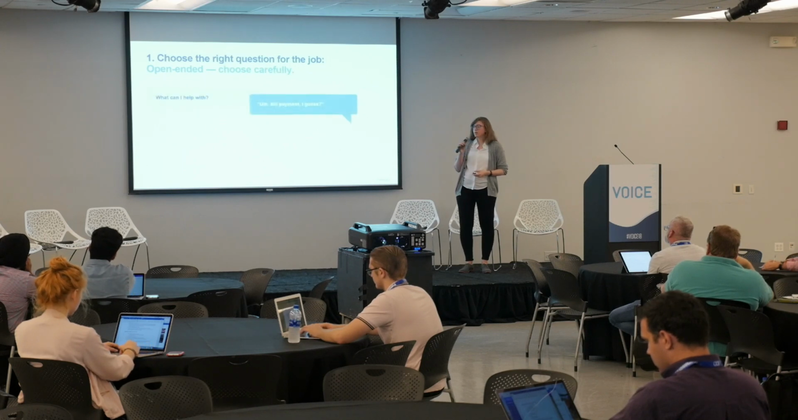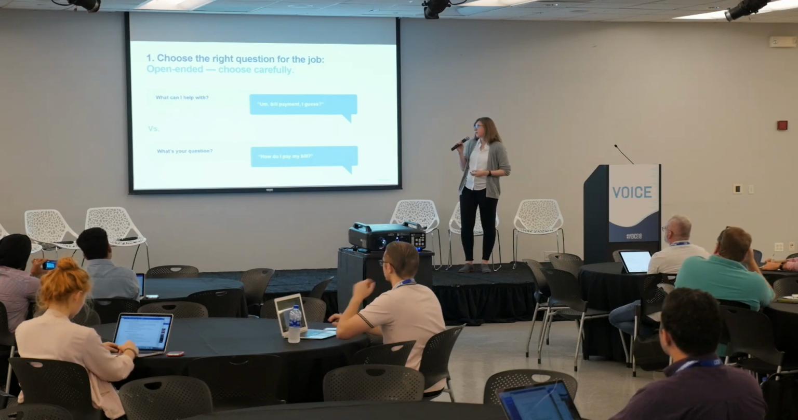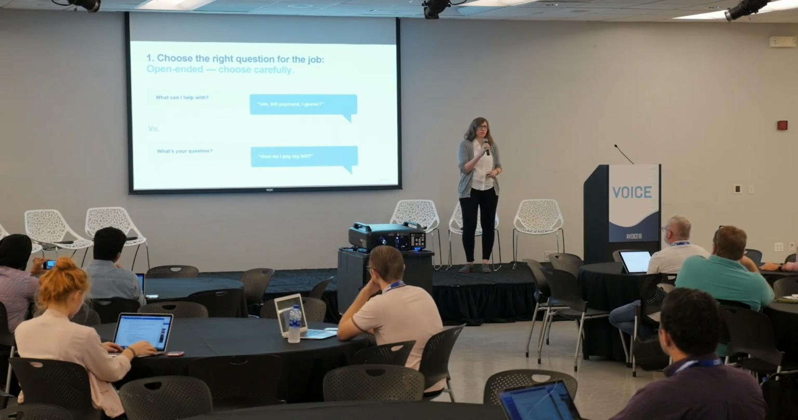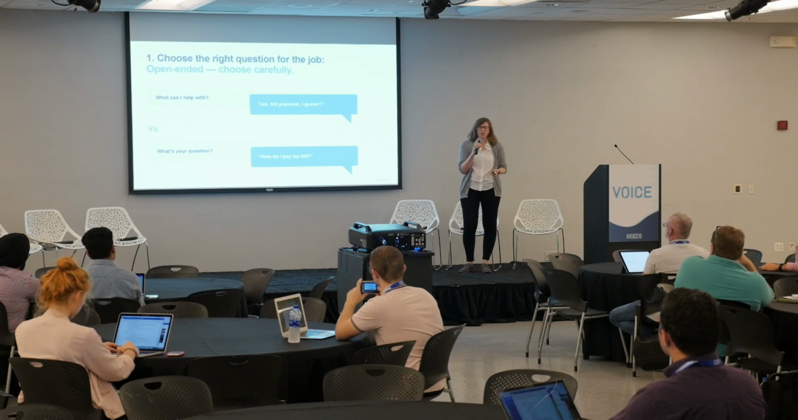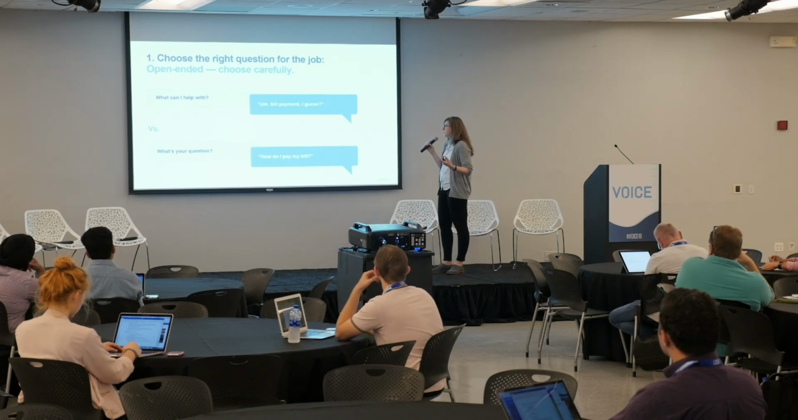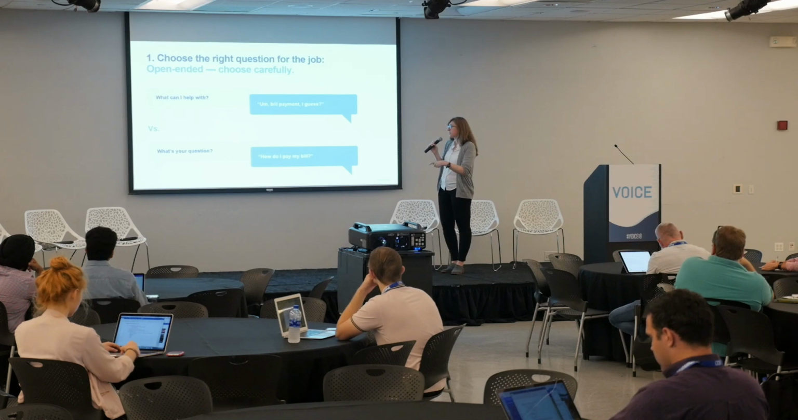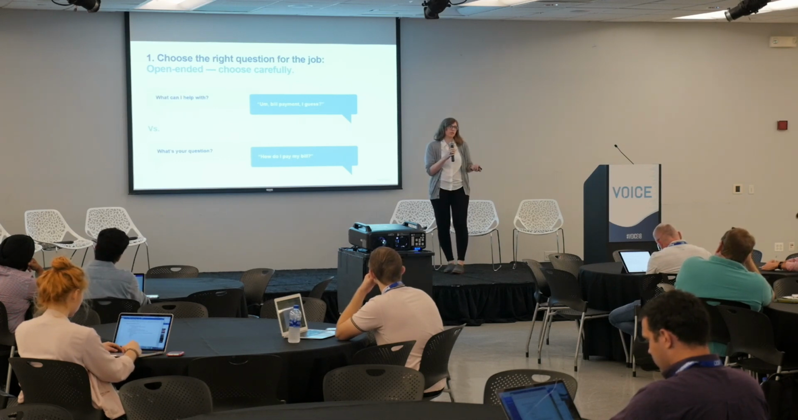So when you know what your system is listening for, let's say it's listening for specific categories or keywords, or something more like an answer in the form of a question, you want to word your question in a way that's going to maximize your user answering in the right way. So in this first one, what can I help with? It's pretty broad, and a user might say bill payment if they think that's something the skill can do for them. Versus if you phrase it, what's your question? The user is more likely to answer in the form of a question.